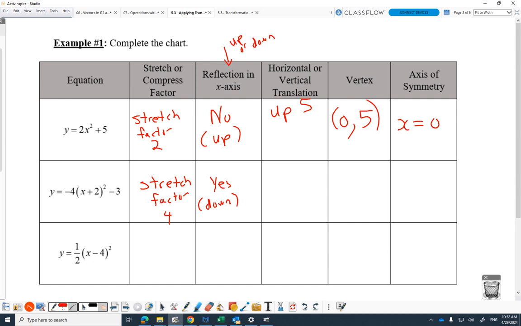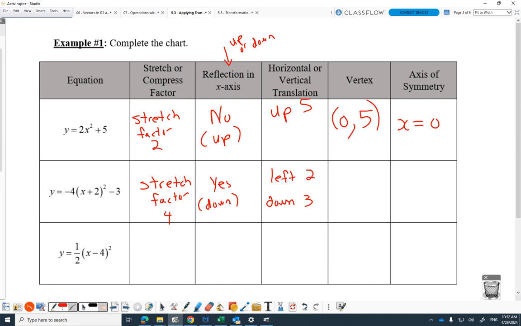Horizontal or vertical translation. This one has both. What's the easy one? It's the easier one to pick off. Down 3. Everybody in all high school levels believes the vertical is easier to pick off. This is down 3. Then you go inside the brackets and you stop for a second. And most people do this. Can't see in the video, but I'm like, okay, plus 2. They first point right. They go, well, plus 2 would be that way, wouldn't it? But no, it's not. It's left. So it's left 2.